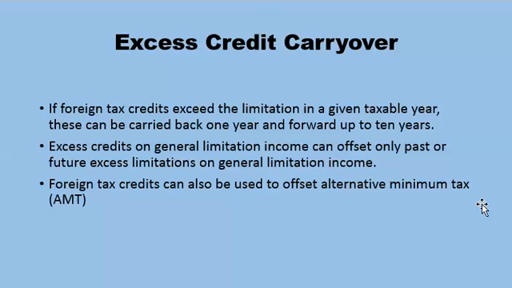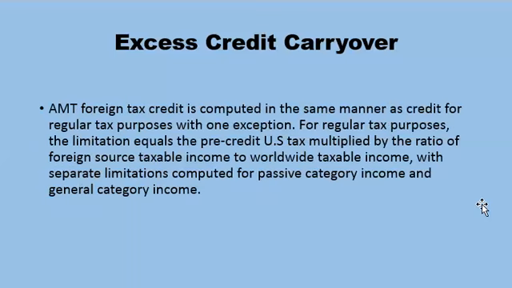Foreign tax credits can also be used to offset the alternative minimum tax, AMT. AMT foreign tax credit is computed in the same manner as credit for regular tax purposes with one exception. For regular tax purposes, the limitation equals the pre-credit US tax multiplied by the ratio of foreign source taxable income to worldwide taxable income, with separate limitations computed for passive category income and general category income.